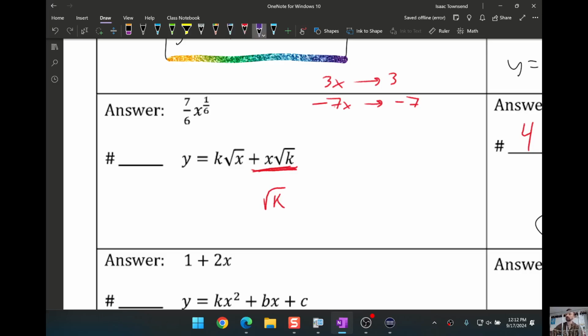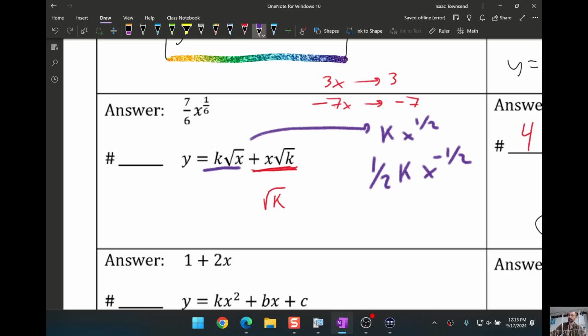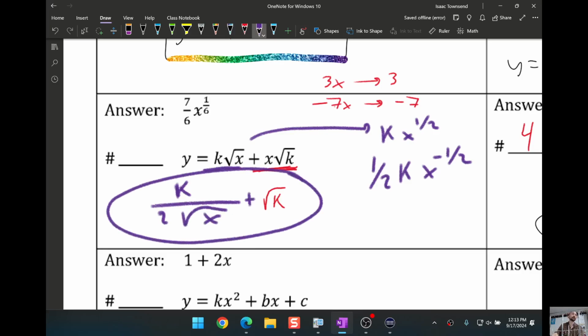But this part, you probably want to rewrite the square root of x as x to the 1/2. That way you can bring the power down, lower the power by 1, and then you can see this is negative, so move it to the denominator. So 1 times k in the numerator, 2 times the square root of x in the denominator. Something like that. But k is just a generic constant. Treat it like a constant. You just don't know how big it is.